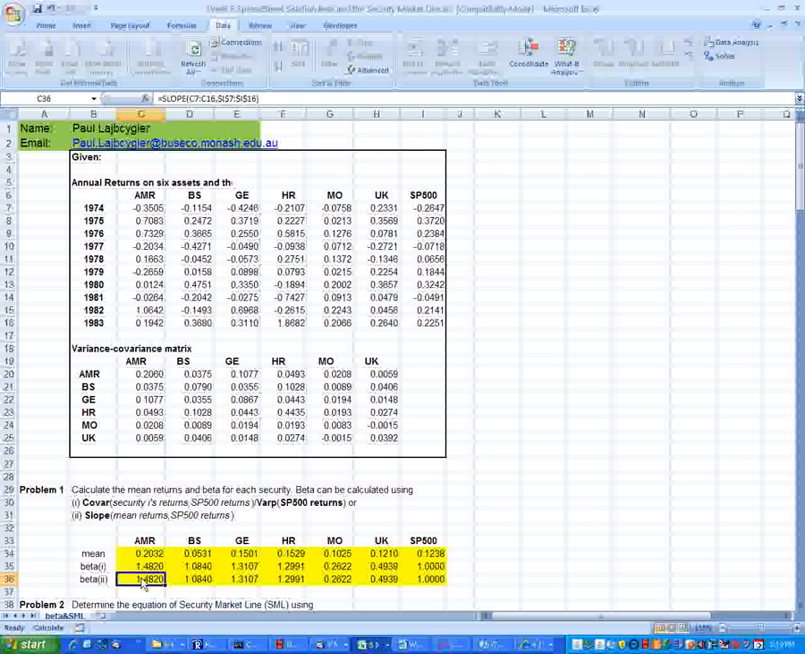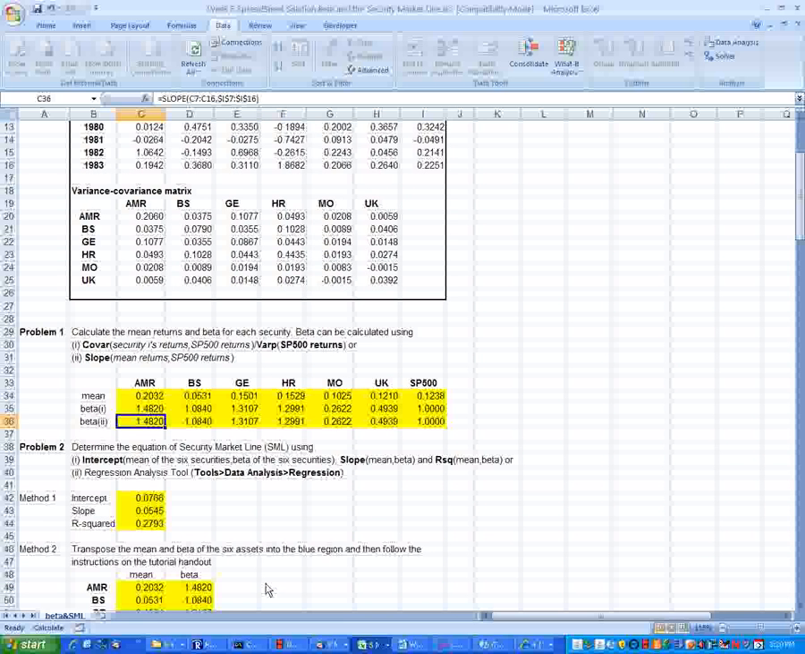An alternative but equivalent way of calculating the beta is to use the slope command. The slope command estimates the regression between AMR and S&P 500, and then returns the slope or the gradient of that linear regression line. It's a sensitivity between the stock AMR and the market S&P 500, and it should be identical to the beta 1 calculation, and in this case, of course, it is. So let's now move to problem 2.